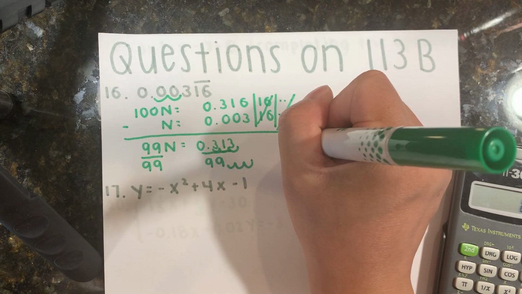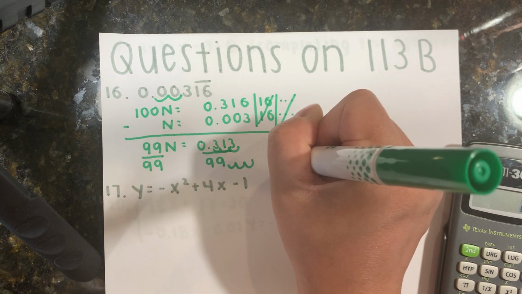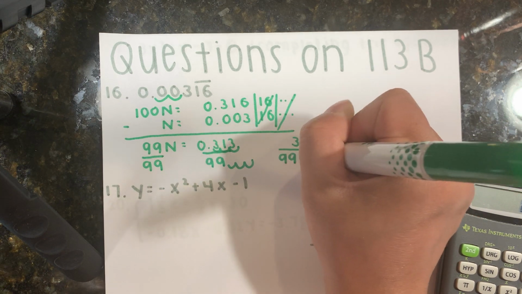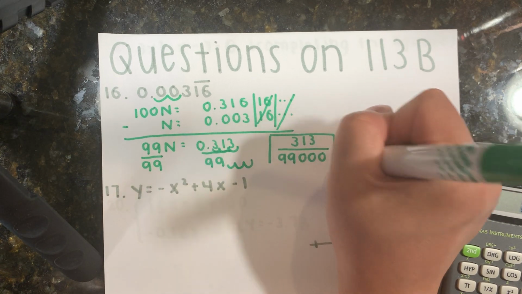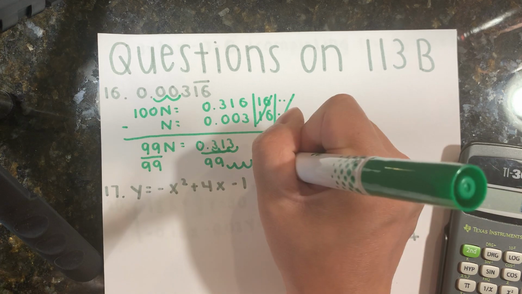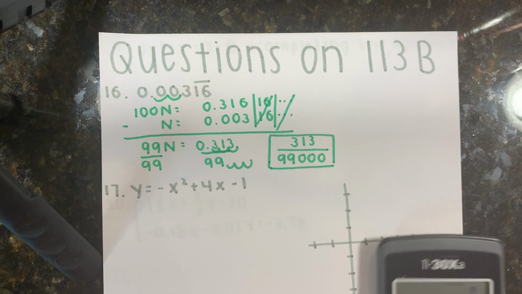And that would give me a result of 313 over 99,000. And that would be your result for number 113 part B. Now we're going to look at number 17.